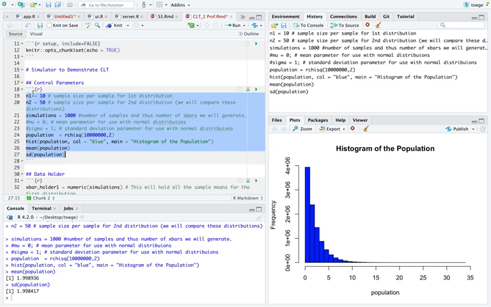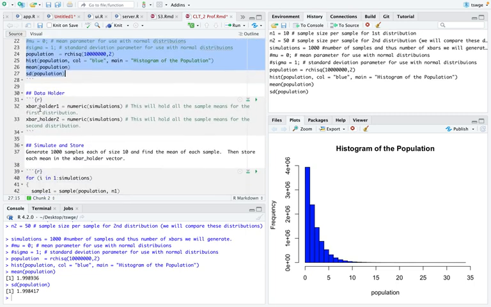Now notice I have N1 is 10, and N2 is 50. I'm going to actually take 2 samples each time from this distribution to show the difference between x bars, between sample means of size 10 and sample means of size 50, where that makes a difference, what sufficiently large means. We're going to simulate this 1,000 times.